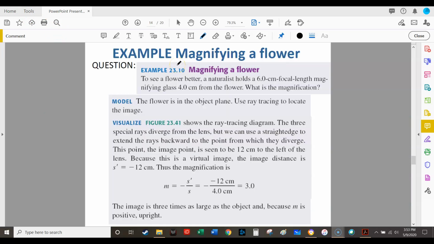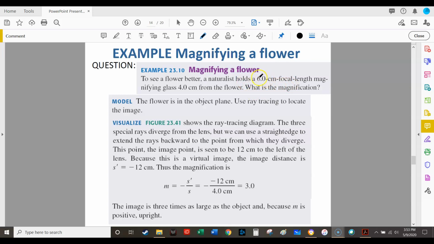Well, now that we've reviewed double convex lenses or converging lenses, let's do a problem. To see a flower better, a naturalist holds a 6 centimeter focal length magnification lens. So that means it's going to be a lens that is 6 centimeter focal length. But he's going to put flowers 4 centimeters away from the center of the lens. And he's asking, what is the magnification?